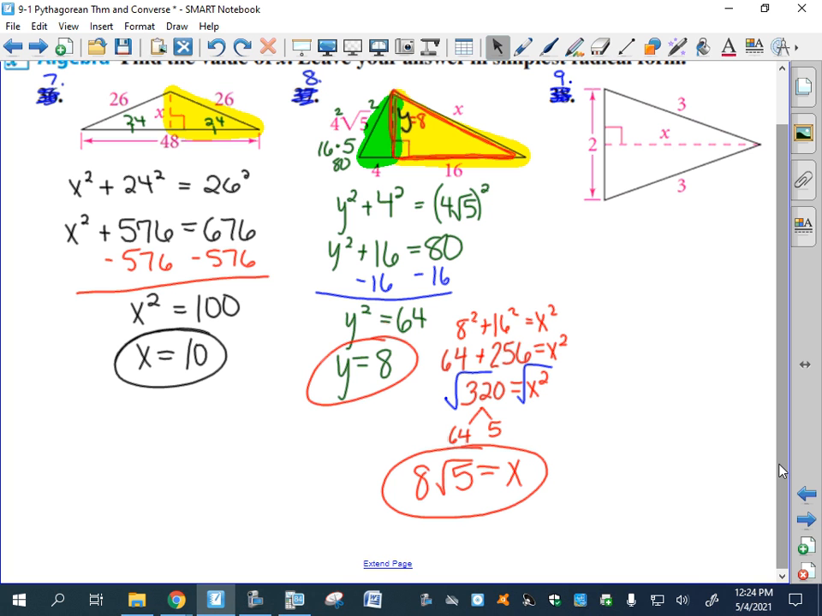Now, number 9 is pretty similar to number 7, that's up here on the board. Because if we want to use just this bottom right triangle here with Pythagorean theorem, I know this side's x. What's this side on the left? 1. Because this gets split into 2 equal pieces, right? 1 and 1 makes 2. So if I set up Pythagorean theorem, x squared plus 1 squared equals 3 squared.